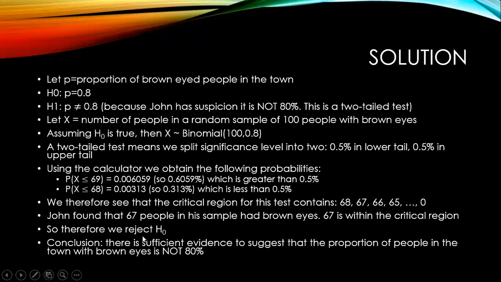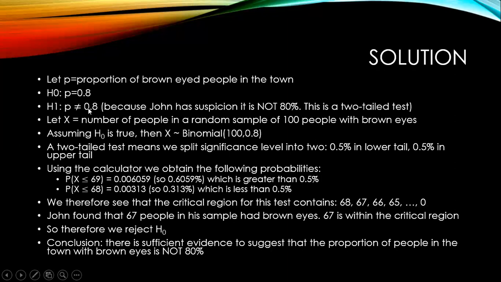So you want to write this conclusion here. There is sufficient evidence to suggest that the proportion of people in the town with brown eyes is not 80%. Remember, we have two theories: 80% is the proportion, 80% is not the proportion. If we reject H0, we're going with this theory here. So we're going to write in words, and it's got to be in words. There is evidence to suggest that the proportion of people in the town with brown eyes is not 80%.